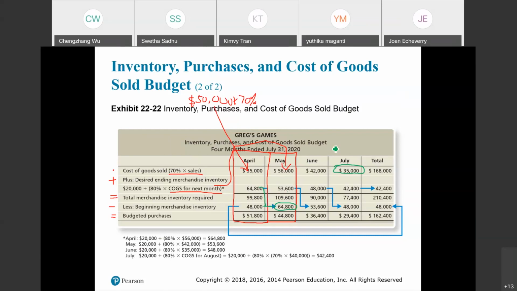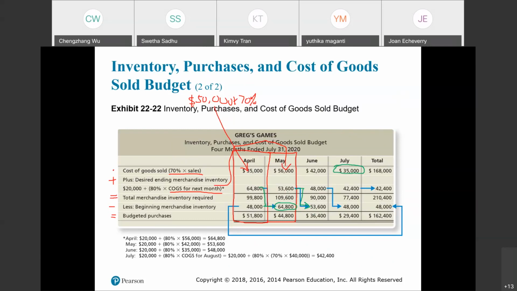And then you subtract the beginning merchandise inventory, which is from the last month, 56,600, found from the last month's ending inventory. Then you subtract that from the 90,000 and you get the budgeted purchase. Good. Okay, thank you.